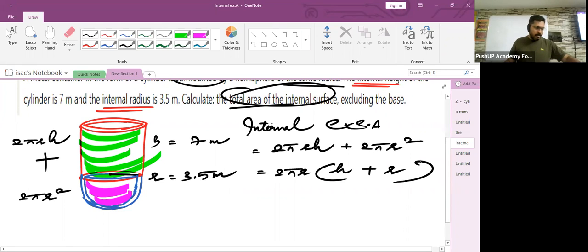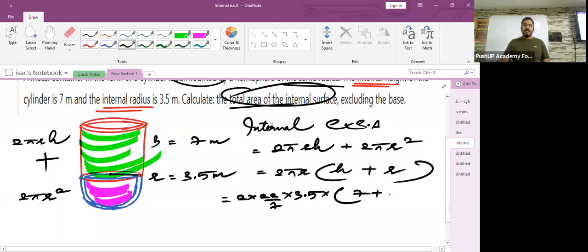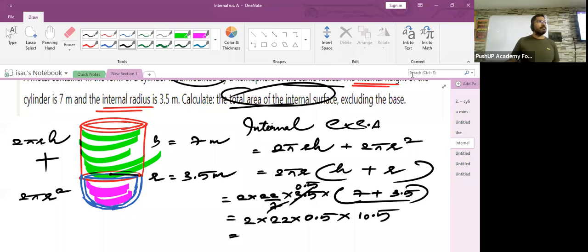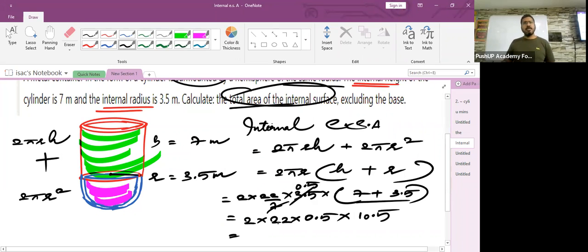Sachin, is it clear what I explained now? Yes, sir. Do it. 2 into 22 by 7 into radius, which is given 3.5, into h, which is 7, plus radius, again 3.5. So 7 ones are 7 into 0.5. So 2 into 22 into 0.5 into what is 7 plus 3.5? It is 10.5. Find the answer, all of you. How much? 231. Perfect, 231 meter square, right?